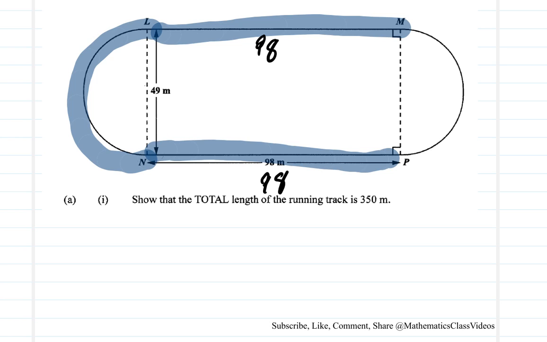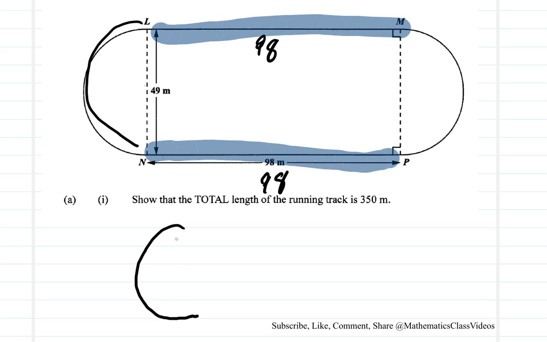Notice that if we should cut off this, we'll get a semicircle here. Put it down here. And if we should cut off this side, we get another semicircle. We could join it with this semicircle. These two semicircles make a full circle. And the diameter is 49 meters. Alright? So you see that?